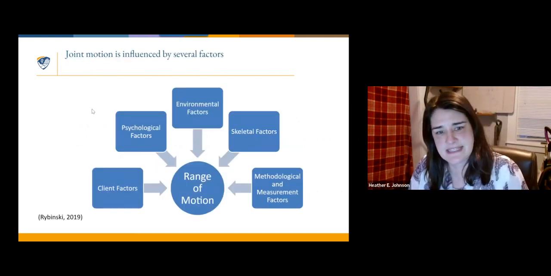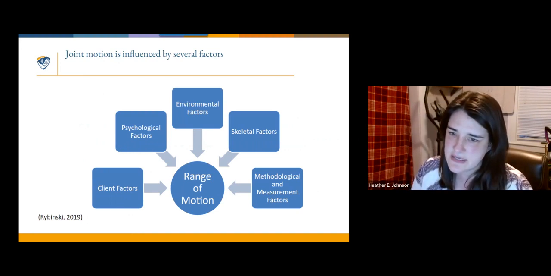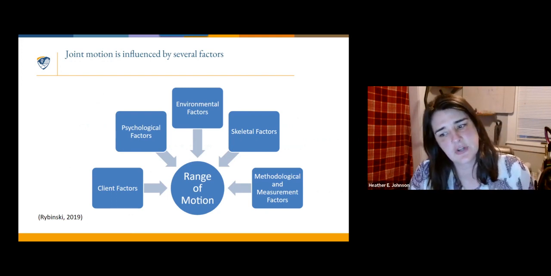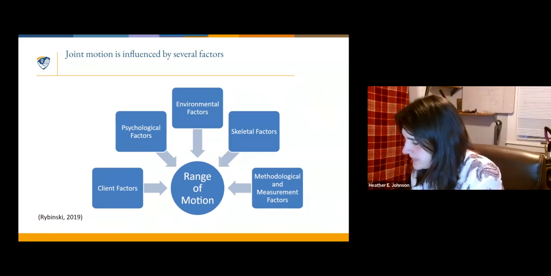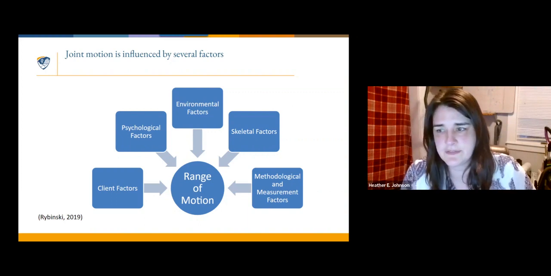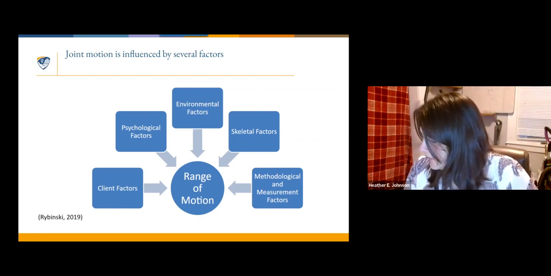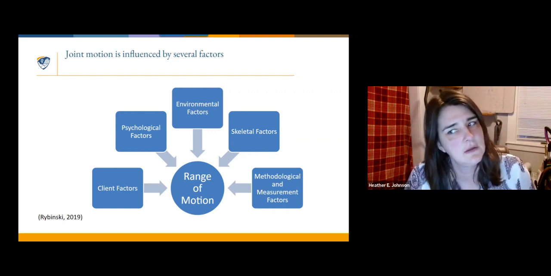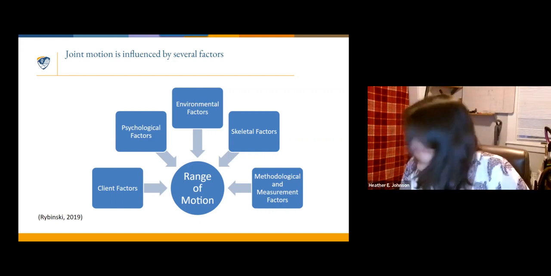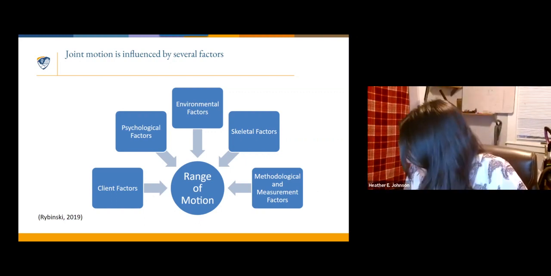Joint motion is influenced by several factors: client factors, psychological factors, environmental factors, skeletal factors, and methodological and measurement factors. Client factors include a genetic predisposition to being flexible or not flexible, which we call hypermobility or hypomobility. Client factors also include health status, if the client has joint disease or an injury, edema, pain, scarring, or adhesions, or muscle shortening from non-use, which we call contractures. Client factors also include age and gender.